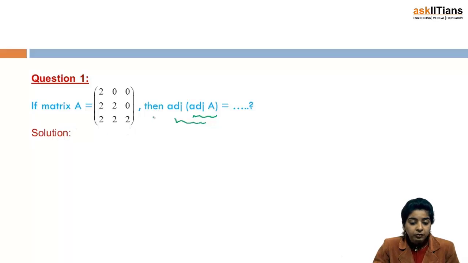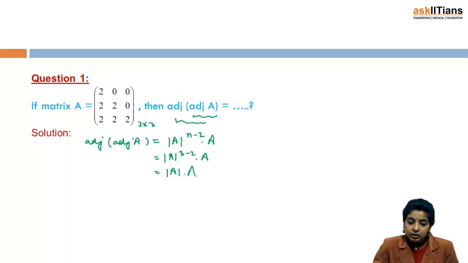So these properties are meant for this use only. Just now we have discussed that adjoint of A is equal to determinant of A raised to n minus 2 into A. If you remember, we have just now discussed this, right? So we'll be using this property. Here this is a 3 cross 3 matrix, so here we'll have 3 minus 2 into A, that is determinant of A into A. So we just need to compute this value.